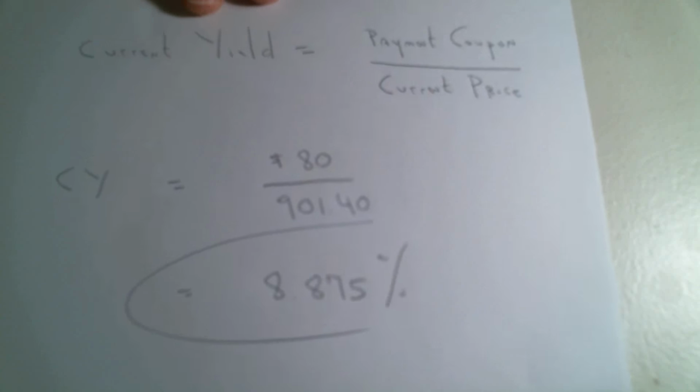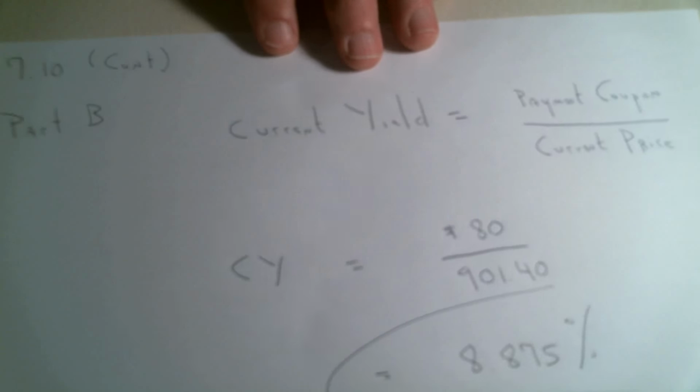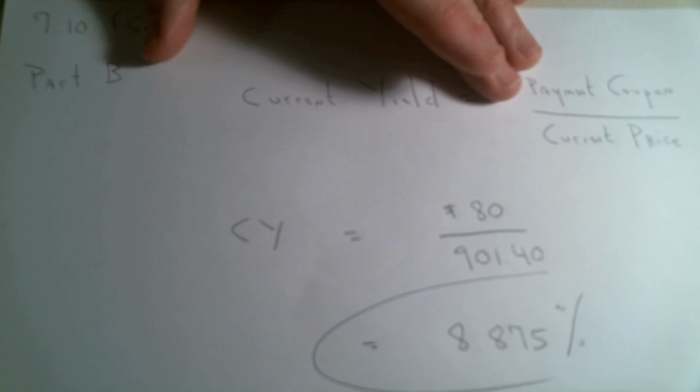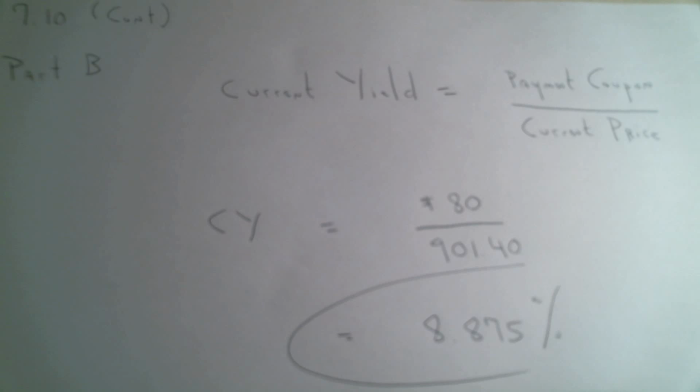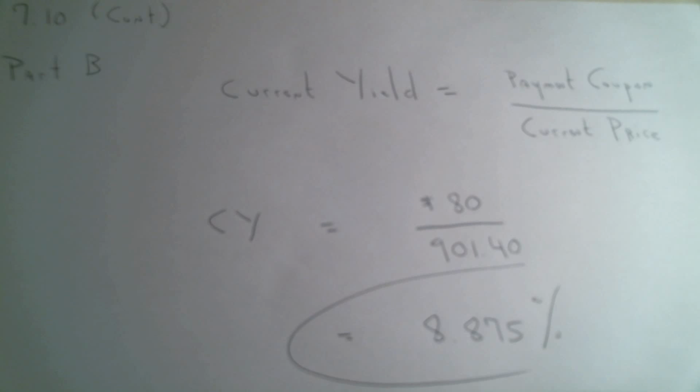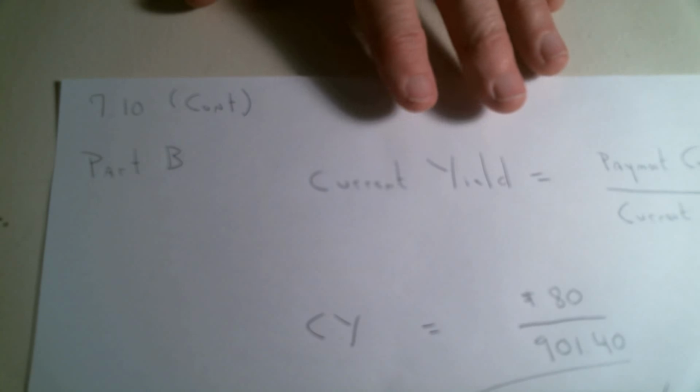Part B is looking for the current yield. Like in class, current yield is the payment amount, the dollar amount, over the current price. Okay, CY, current yield, equals 80 over 901.4. 80 was 8% of 1,000 in part A. So that's 80 over the current price, 901. So the current yield is 8.875. Okay, again, 7.10 part B.